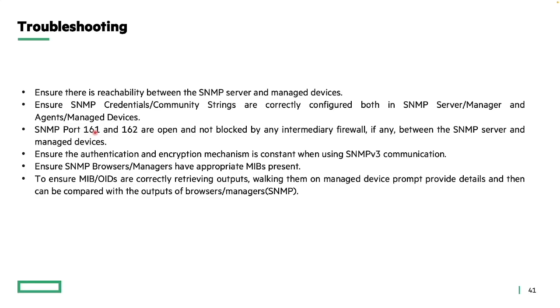Ensure browsers have appropriate MIBs present. Very important, right? That browsers should have those updated MIBs which we have for them to do any kind of operation. To ensure MIB OIDs are correctly retrieving outputs, we can also do a walk on the managed device prompt itself, see the outputs, compare that with browser outputs and see how it retrieves. Right? That is another way of cross-checking the outputs.